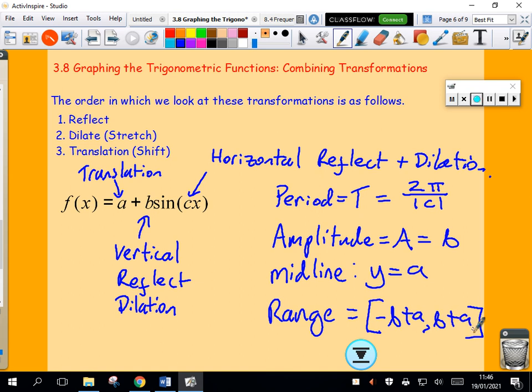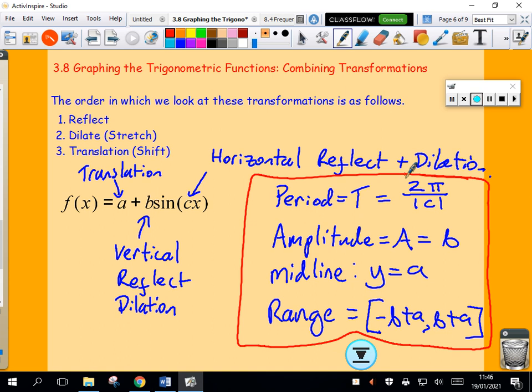So what I would recommend is that you just remember this, write out your function. For any values of A, B, and C, you can find the period, amplitude, midline, and range using this. Use GeoGebra to practice it. And again, think about the order in which we look at these transformations.